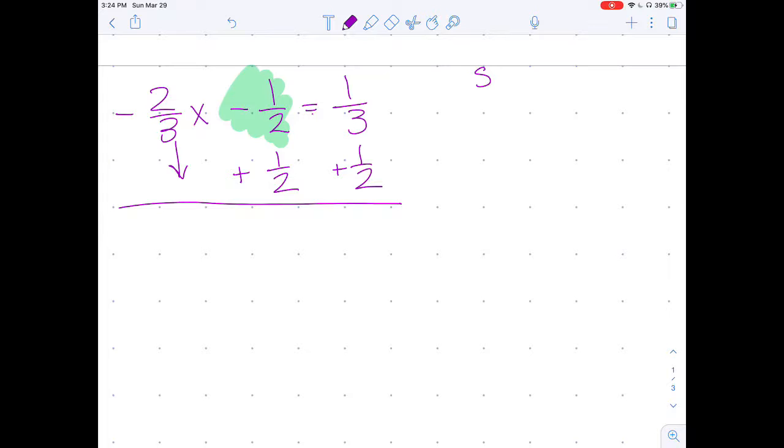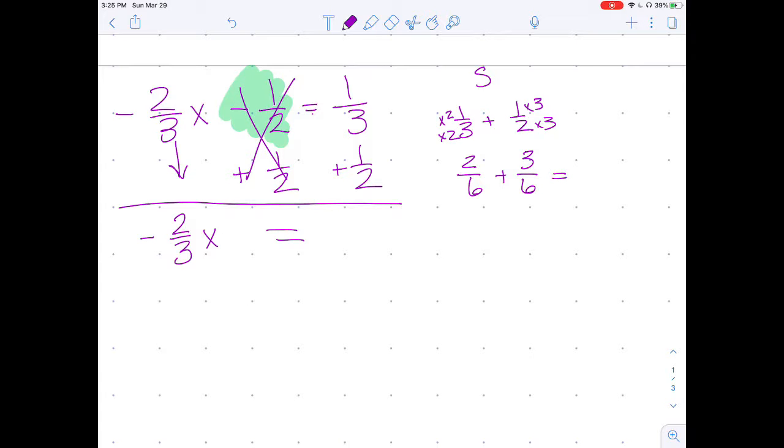Okay, this didn't change, so it gets to drop down. Negative 2/3 x. Negative 1/2 plus half goes away. Now, I can't add 1/3 and 1/2 without common denominators. So I'm going to get common denominators over here. I think we'll go with 6, so I need to multiply this times 2 and this times 3. So now I have 2 over 6 plus 3 over 6, which would be 5 over 6. So that's what goes here.